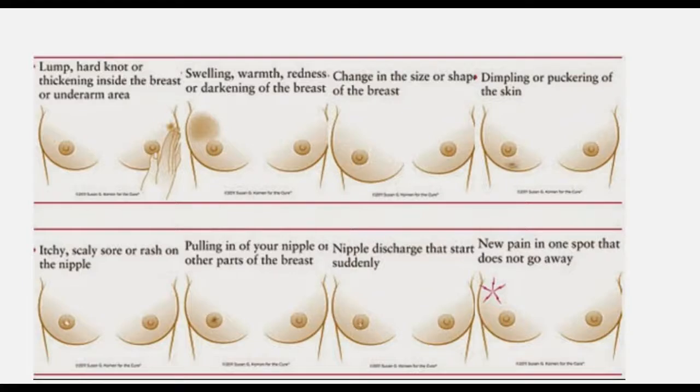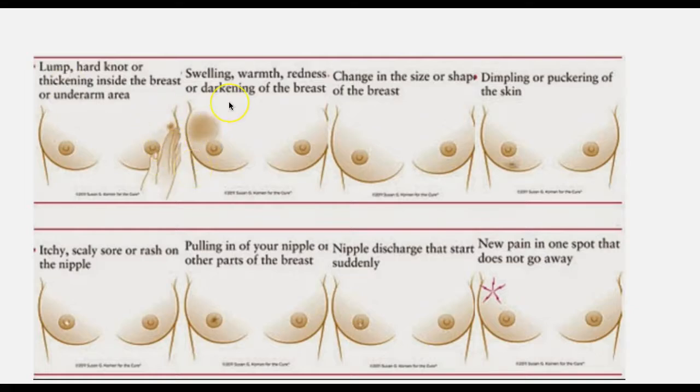This slide gives you an overview of what we would be looking for as practitioners, and also what we want to educate women, and men, since men get breast cancer too, on what they would want to be looking for. So the first illustration talks about a lump or hard knot or thickening inside the breast or underarm area. So here you can see that's the upper outer quadrant near the axilla.